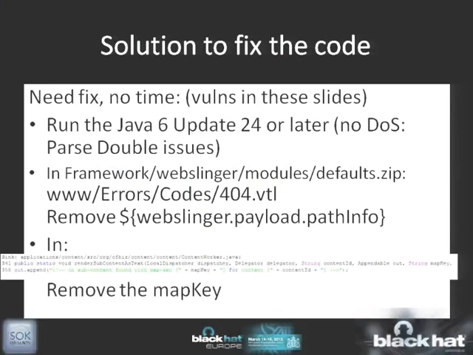So the problems that I enumerated over here in these slides. If you want to protect yourself against the denial of service, make sure you run Java 6 update 24 or later. And this is really about if you do not have time, but you have that application running in production and you need a fix right now, this is what you can do, or should already have done. Second, in the WebSlinger component, just remove that one variable, and then in this Java file, just remove the map key. It's only used to spit out more information about errors in your application. So just don't output that piece of information.